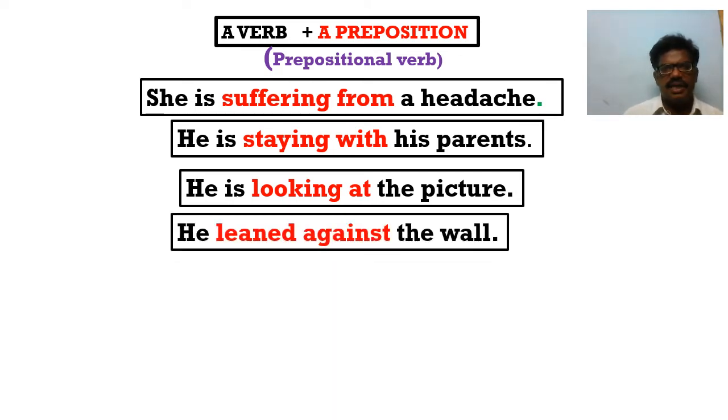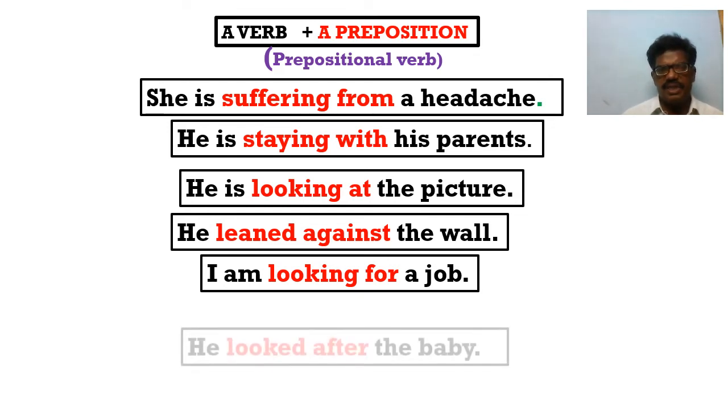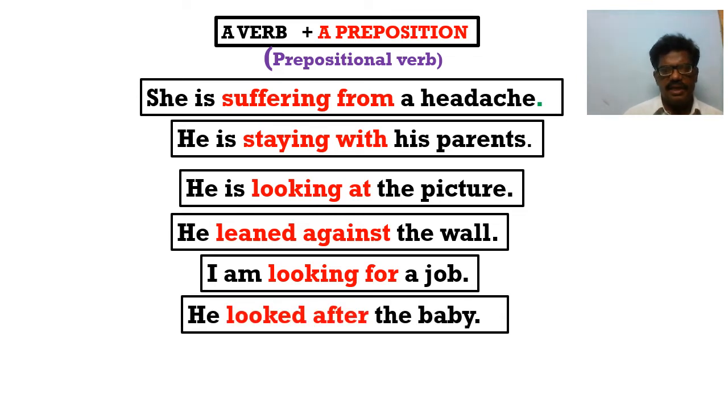In this sentence, the prepositional verb is formed with a verb leaned plus a preposition against. In this sentence, the prepositional verb is formed with a verb looking plus a preposition for. Here, the prepositional verb is formed with a verb looked plus a preposition after.